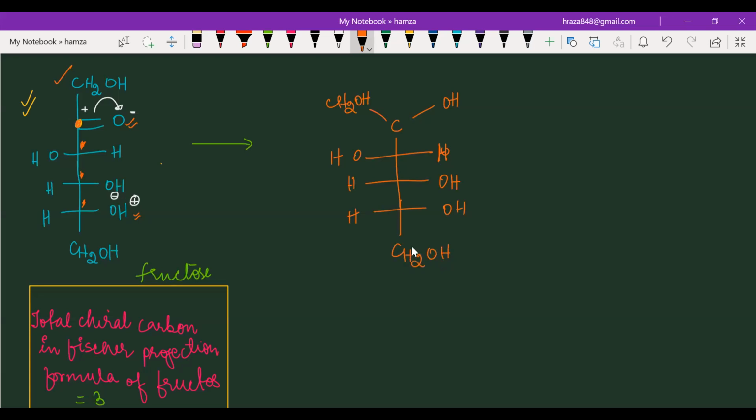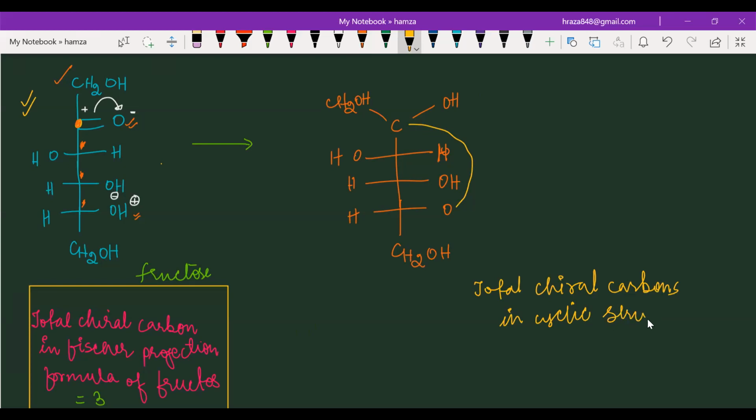Now tell me the total number of chiral carbons here. Wait a minute, this will be connected with this. Total chiral carbon atoms: 4. Very good. This is the Haworth projection; I will write the Haworth projection. In the cyclic structure of fructose, the number of chiral carbons will be equal to 4. It's very easy.